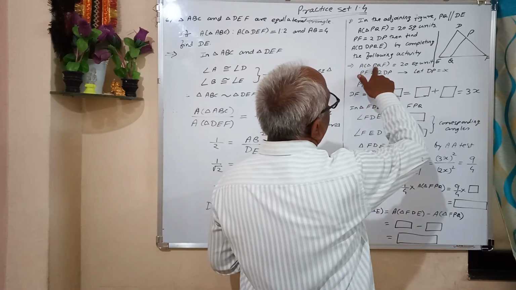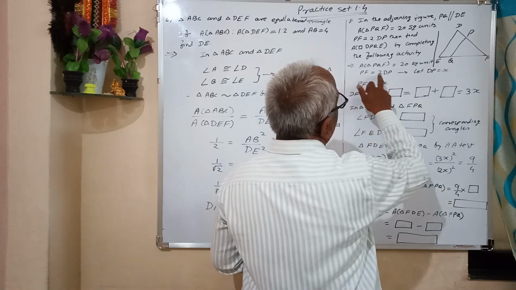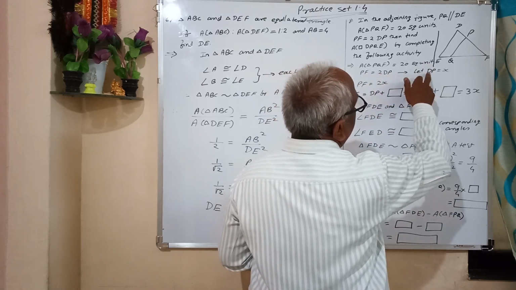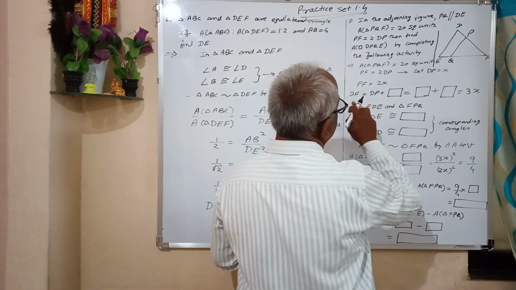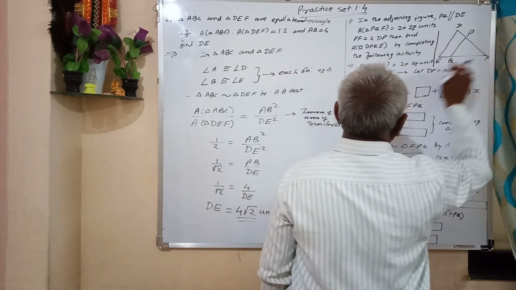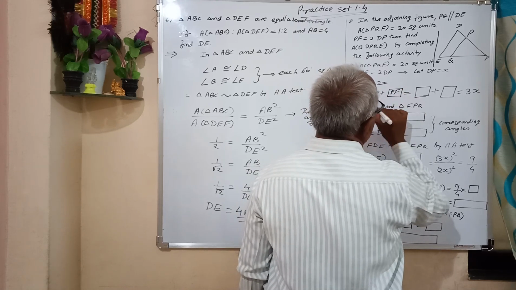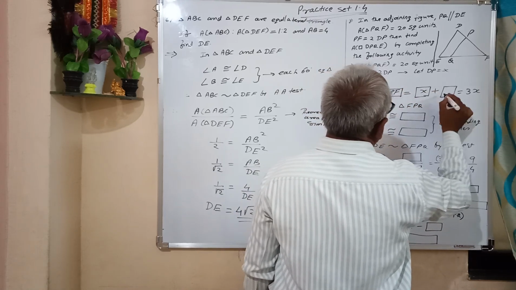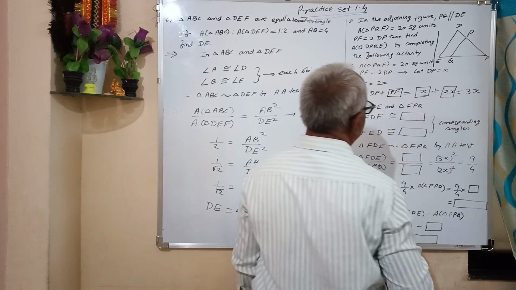Area of triangle PQF is given 20 square unit. PF is equal to 2 DP. Let DP is equal to x. So PF is equal to 2x. DF is equal to DP plus PF. DP is x, PF is 2x. x plus 2x, that is 3x.